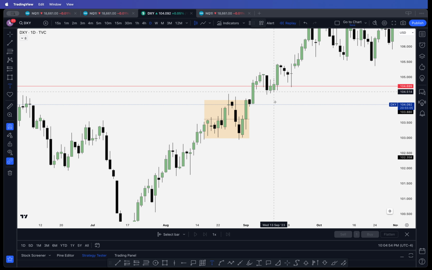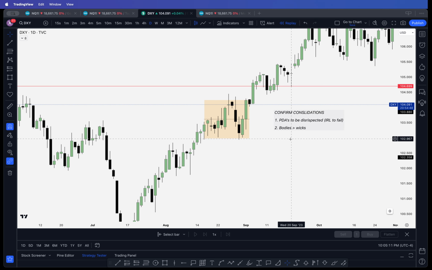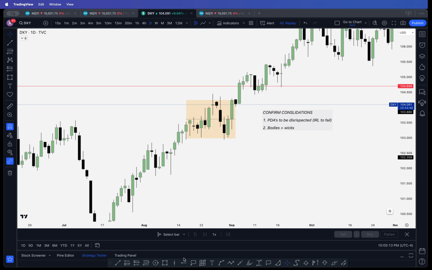So what I like to do to confirm consolidations, I look for two things. I usually look for PD arrays to be disrespected, IRL to fail. I also look at bodies instead of wicks. Okay? What do I mean by that? What's the first thing we notice is failing in here?